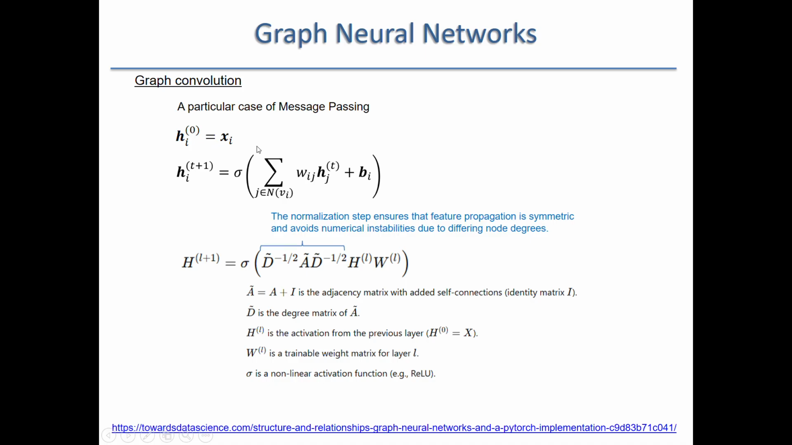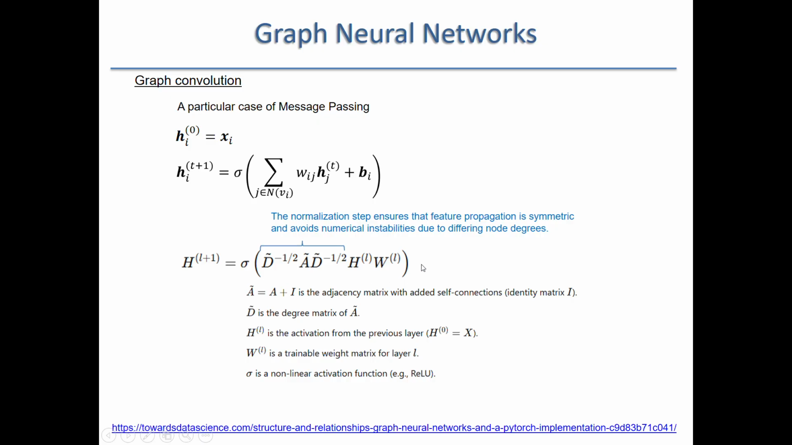This is layer 0, this is layer L+1, and this layer L+1 can also be defined this way. So these are layers, not time. This update can also be computed in this way, where there is an adjacency matrix that is transformed by adding the self connections. This is the degree matrix of this one, and so on.